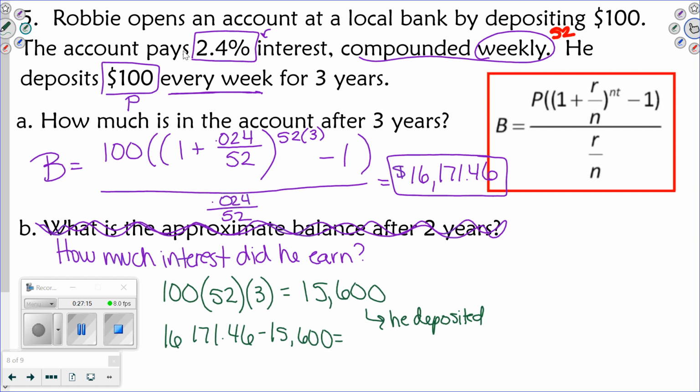But it's $100 in the account every week for 3 years. I crossed that off. No. It's pretty low interest rate, 2.4.